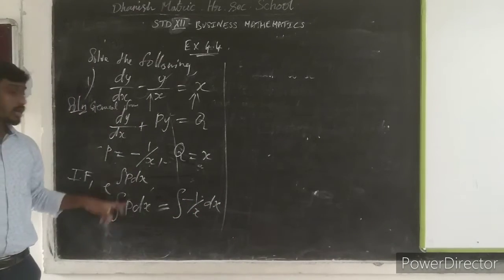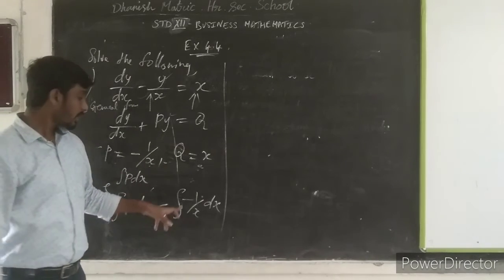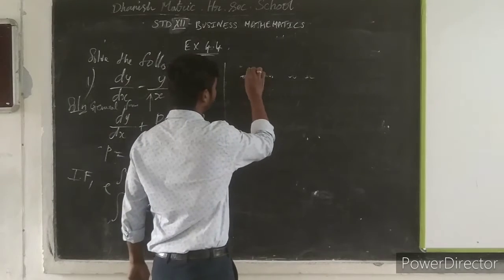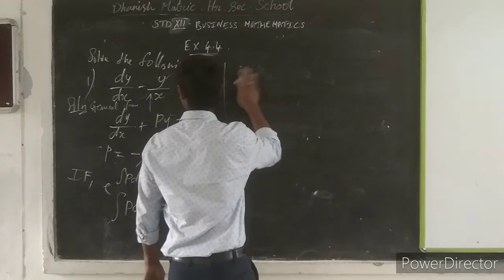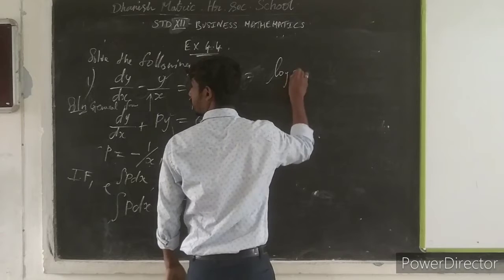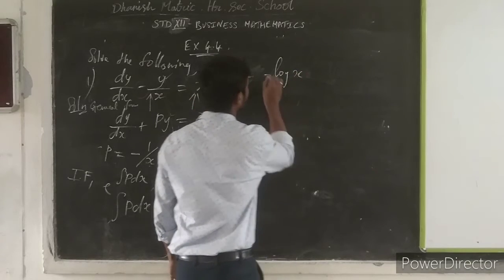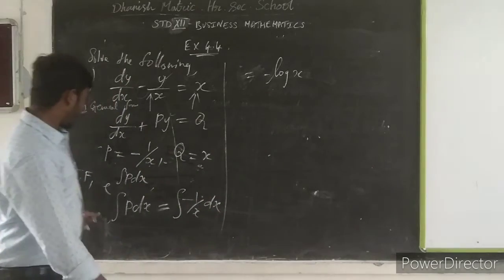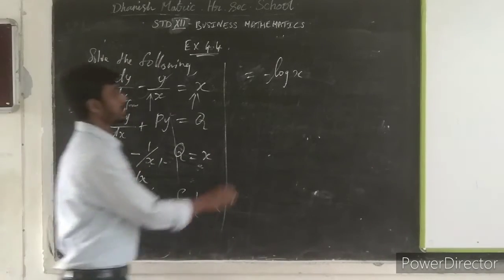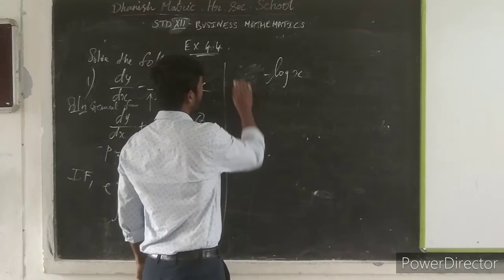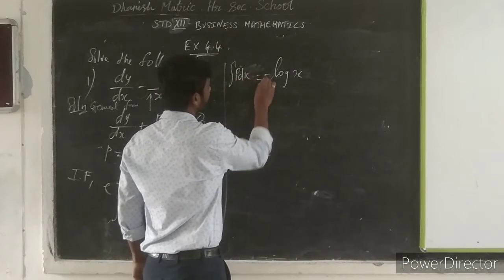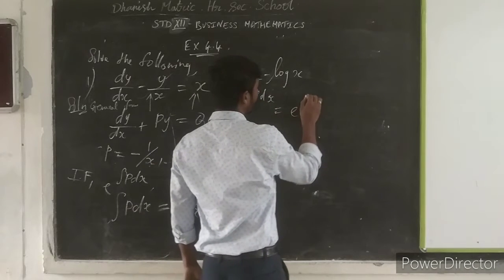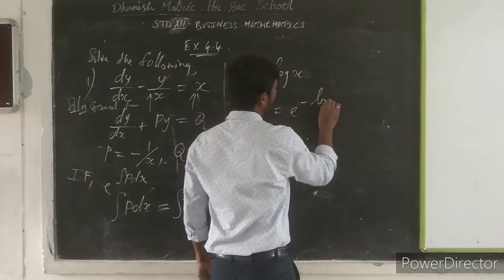What is the p value? Minus 1 by x. Integration of 1 by x is log x, so it becomes minus log x. Now we are going to find the e power of integral p dx. Listen here, e power of integral p dx is e power of, what is the p dx value, minus log x here.